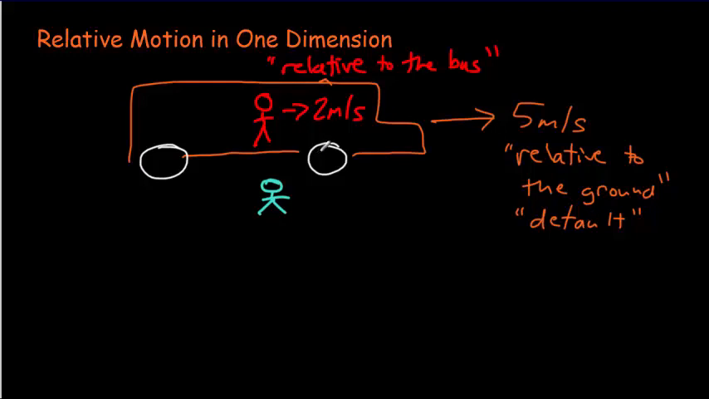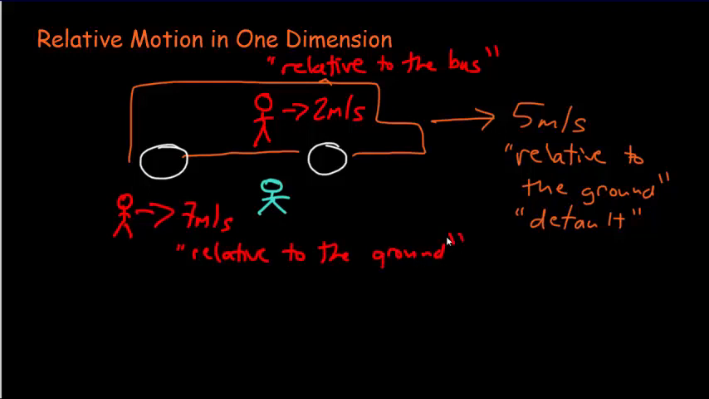I think most of you could see right away that if we imagine this bus going invisible and we just saw this guy's head moving across, then we would see his head moving across to the right at 7 meters per second. So this observer on the ground would simply see this guy's body moving across to the right at 7 meters per second. And that is the default value. That's relative to the ground. That's the default reference frame.